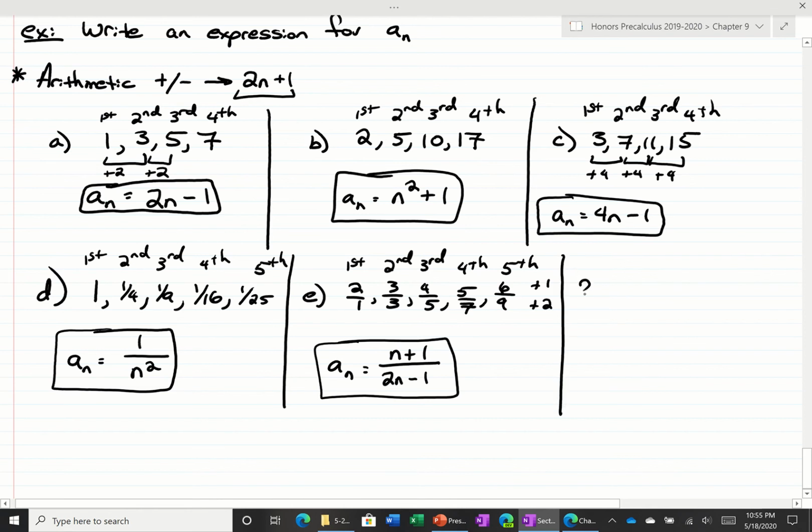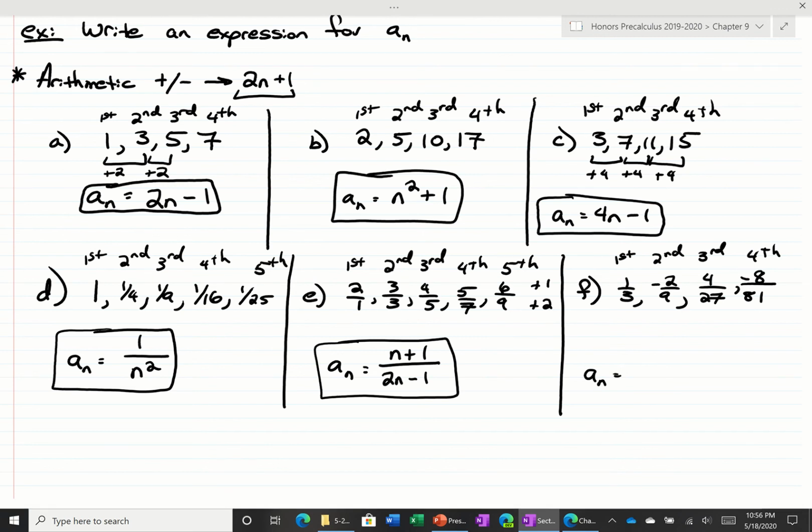Let's try F. What if we had 1/3, negative 2/9, 4 over 27, and negative 8 over 81 for our first, second, third, and fourth terms? All right, so on top, 1 squared is 1. We have 1, 2, 4, and 8.